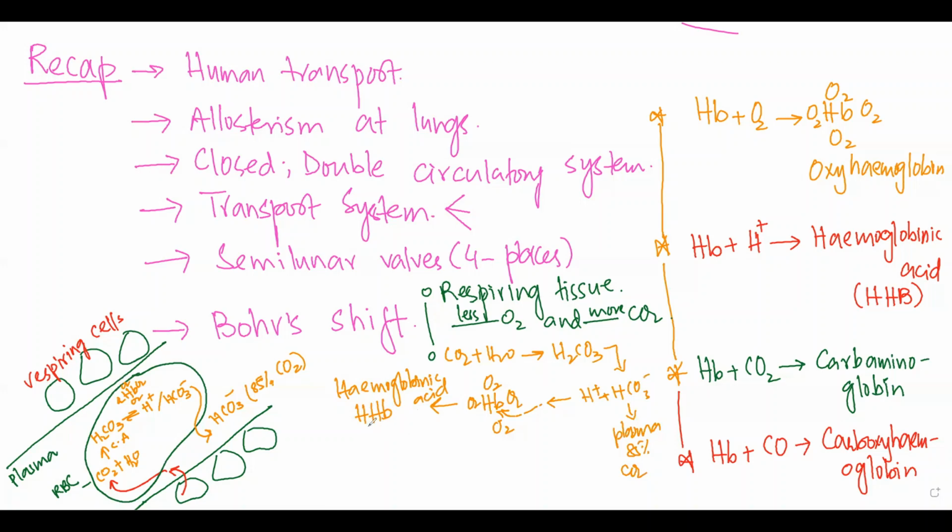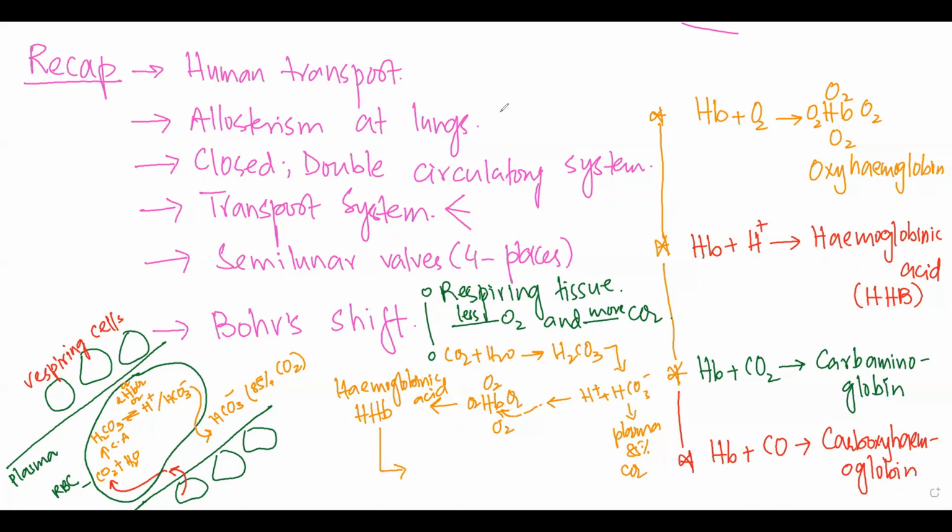Hemoglobinic acid. And this is allosterism. H plus binding to HB is allosterism. And this makes oxyhemoglobin throw away its what? Oxygen. Children, look, there was an allosterism at lungs which helped. Are you with me? There was an allosterism at lungs. When the shape of HB changed at lungs, was binding of oxygen becoming easier or harder?